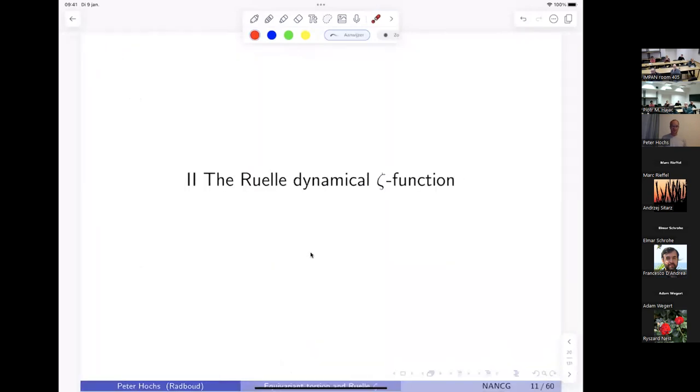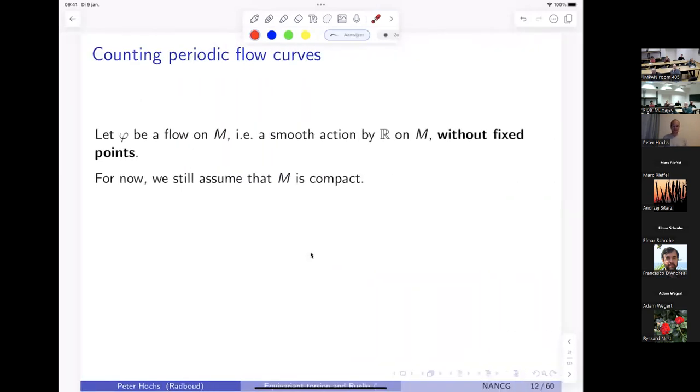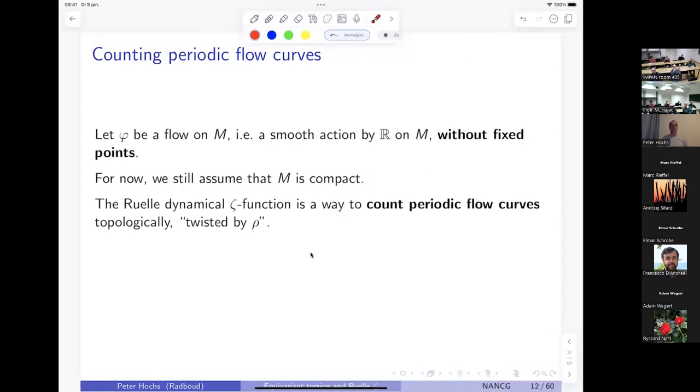If not, then I'll move on to the Ruelle zeta function, which at first is a pretty different independent notion. The Ruelle zeta function is something dynamical. It's about a flow on a compact manifold. What I mean by a flow is just a smooth action by the real line on M. I'm assuming it has no fixed points, and still assuming M is compact. The idea behind this zeta function is to find some regularized way to count periodic flow curves of this flow phi. I'm going to make this precise in a second, but the idea is we want to count how many periodic flow curves there are in some topological way, which means invariant under some perturbations, also twisted by the representation rho, so we just get more different kinds of invariants.